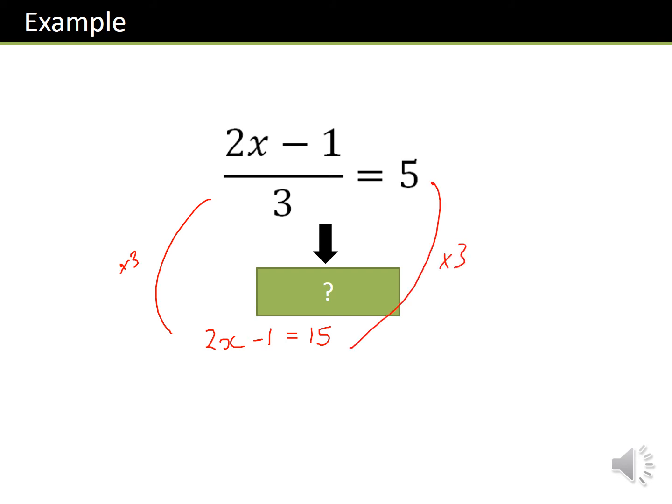And then all we do with this, just solve it like we normally would. So we've got add 1 to both sides, and then divide by 2. So it's a similar kind of idea. When you've got a denominator, the first thing you're going to try and do is immediately get rid of that if you can.